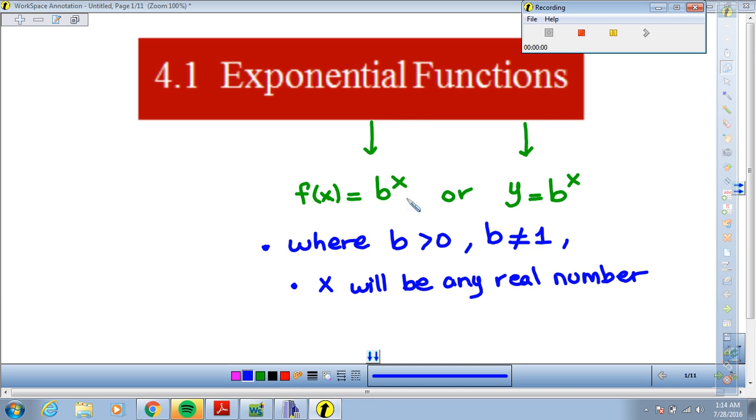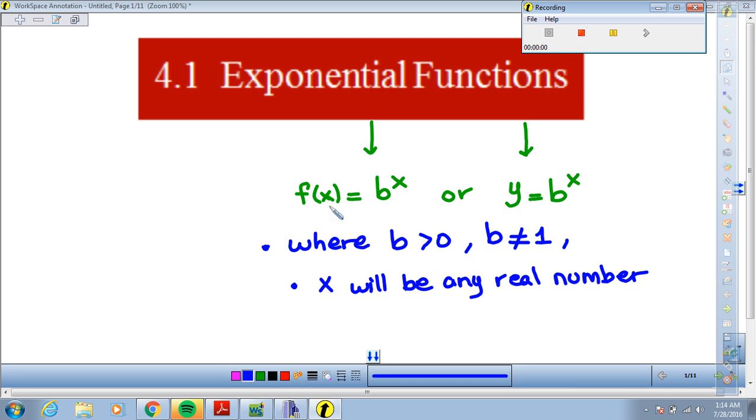Okay, so here we have section 4.1, exponential functions. Exponential functions is another kind of function that we're going to go over in this lesson. We're going to look at the different characteristics of the graph of an exponential function, and we're also going to learn what the form of an exponential function looks like, which is what you see right here in green on the screen that I already have written down.